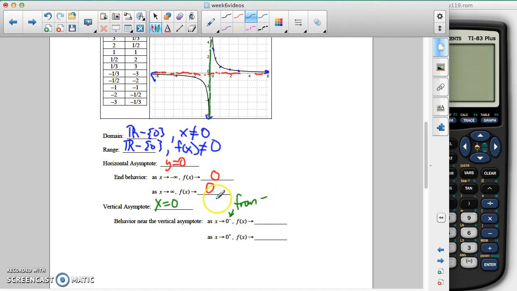Okay, so we're coming from the negative side. So that means we're going this way here. So we're going down forever. So this is going to be negative infinity here, going down forever.